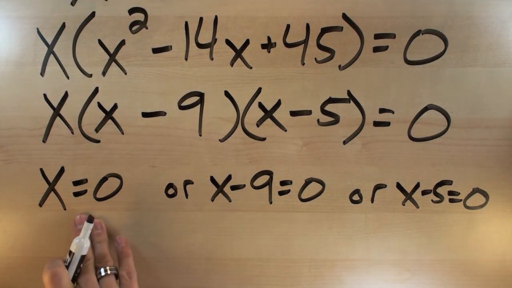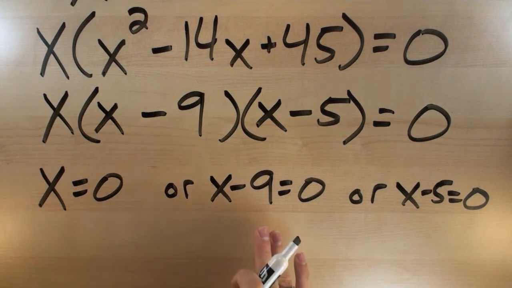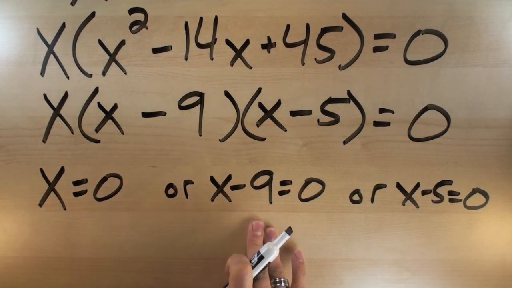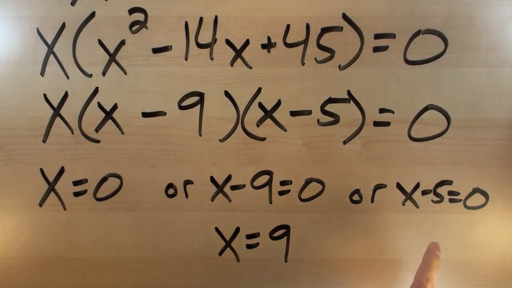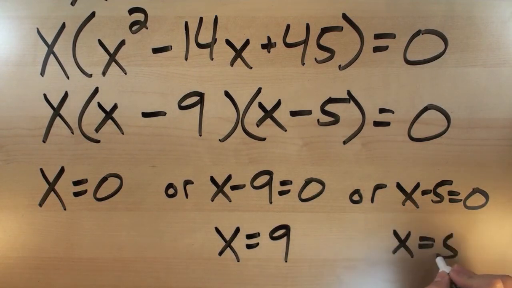X equals 0 is already as simplified as it can be. On the second equation we can add 9 to both sides to get x equals 9. And on our last equation we add 5 to both sides to get x equals 5.